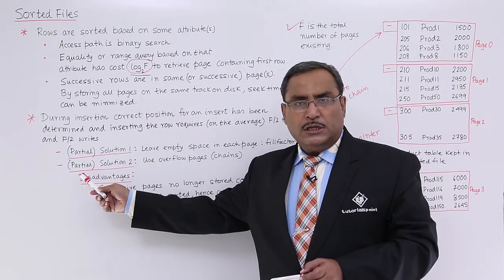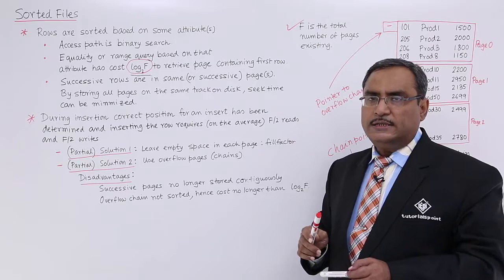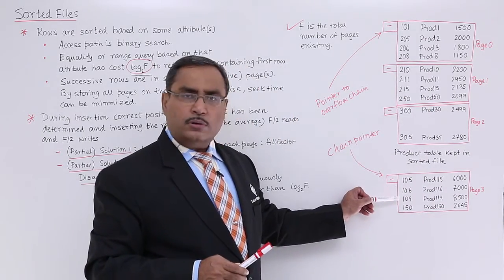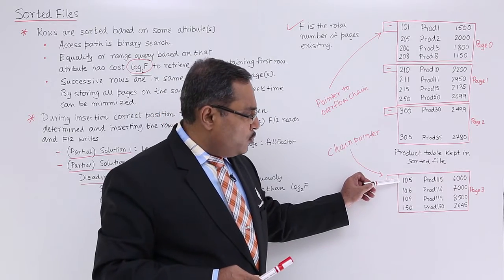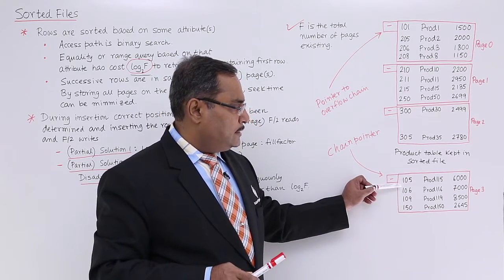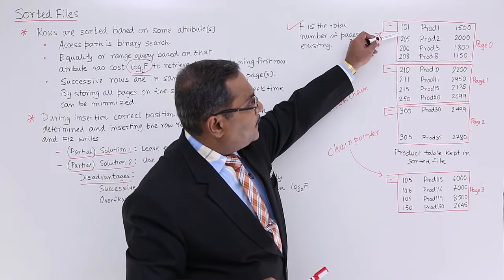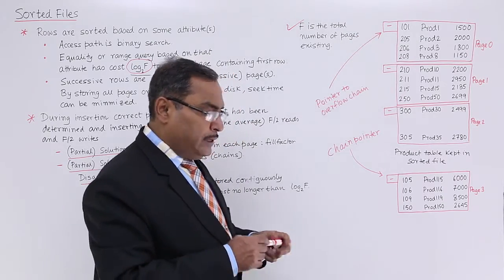Now we go for partial solution number 2: use overflow pages, known as chains. What is this? Let us suppose I want to insert these 4 tuples in this particular sorted file. Just look at the product IDs, ranging from 105 to 150. So they should be inserted here. How to insert? We can do it in this way.